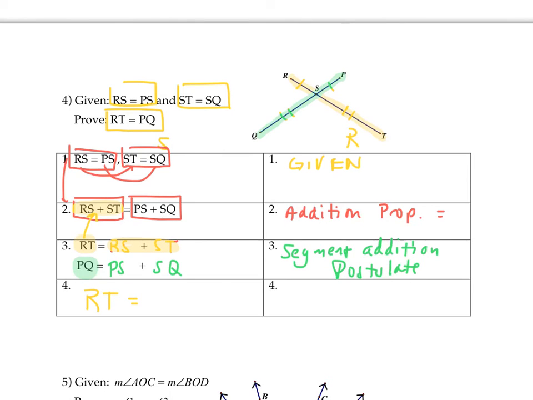Okay, we're going to do something similar on the right-hand side of this equation. We have PS plus SQ. Down here we identify PS plus SQ as being PQ. So since PQ is equal to that sum, we're going to replace PS plus SQ with PQ. And we have what we were trying to prove, that RT is equal to PQ. So this last reason was by substitution.